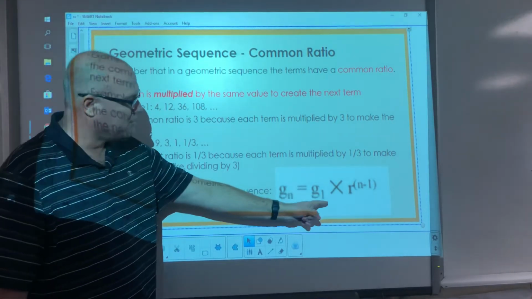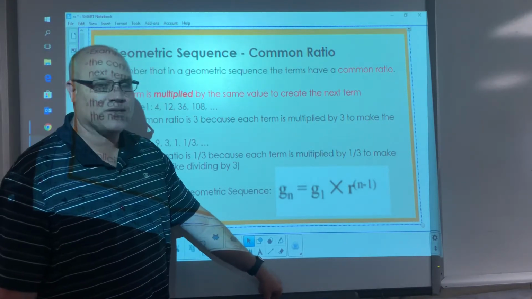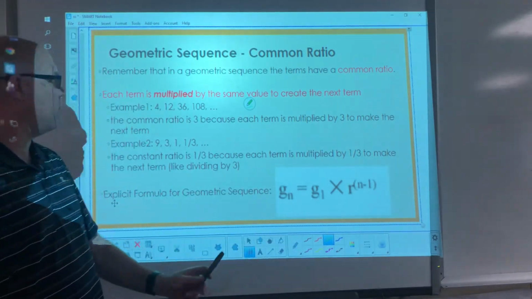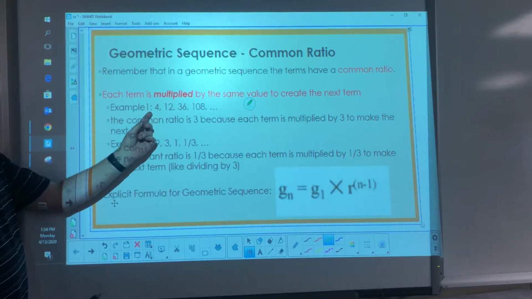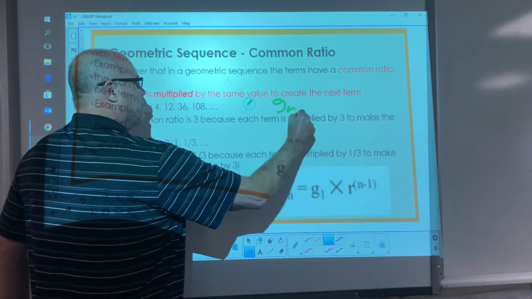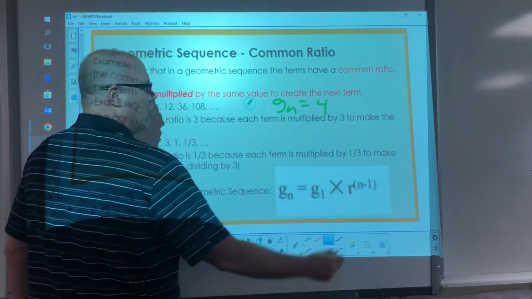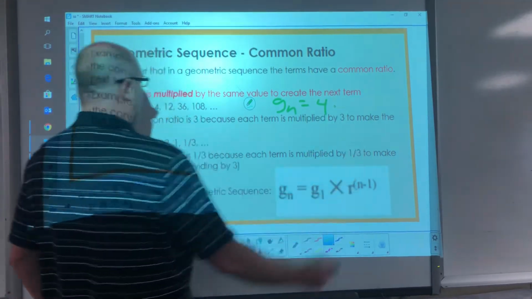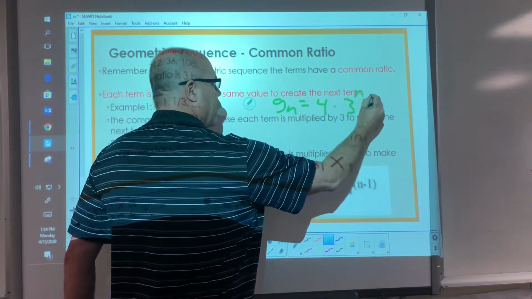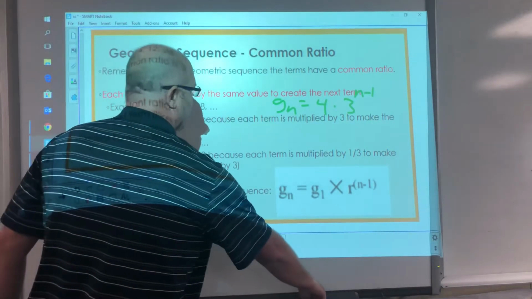We know the explicit formula is g of n equals g of 1 times r to the n minus 1, where r is the common ratio. g of 1 is the first term in the sequence. So if we were to write this example 1 as an explicit formula, our equation would be g of n equals, g of 1 is 4, 4 multiplied by r, the common ratio, which is 3. So 4 times 3 raised to the n minus 1 power. Is that going to ring a bell for you? Hope it does. Let's look at one more example.